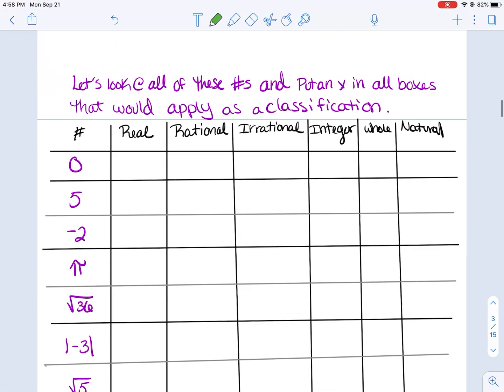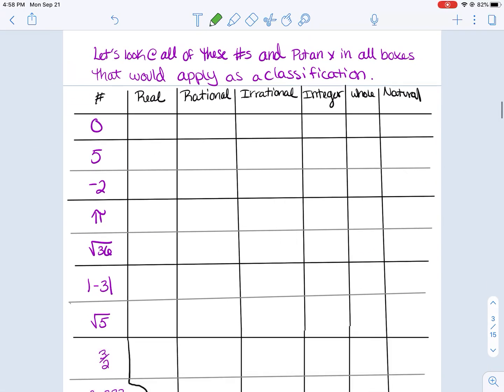So let's try and classify. So I have made this chart here. And what I would like you to do after we do the first one is to pause the video and see if you can recreate this chart in your notebook and fill it in for yourself, and then turn the video back on, and we'll go through each one together, okay? So let's do the first one together.